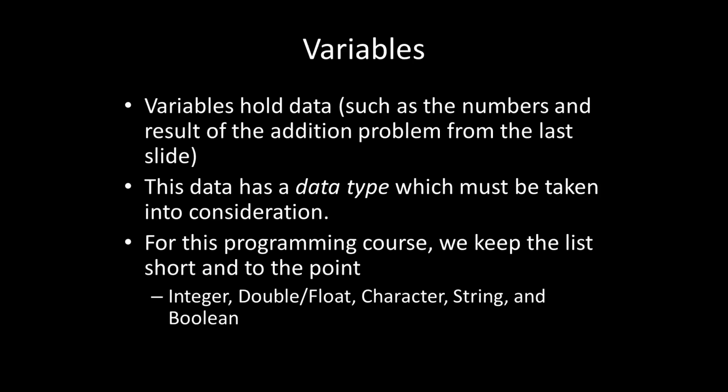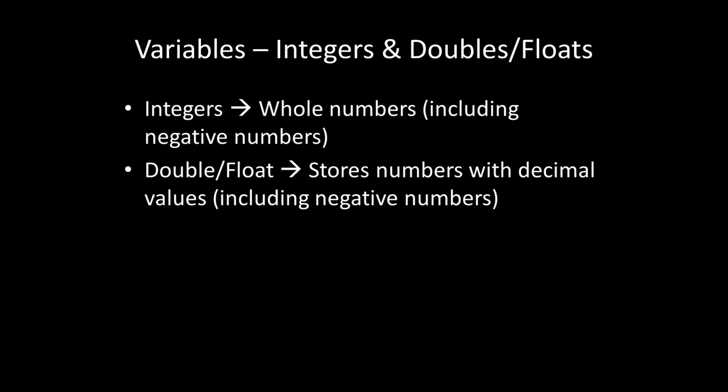So for this programming course, we're going to keep the list of data types short and to the point. We're going to talk about integers, doubles and floats, characters, strings, and Booleans. Very simple. So integers, doubles, and floats. These are your number storage variables. You're going to be putting numbers inside of these variables that have the data types of integers, doubles, and floats.